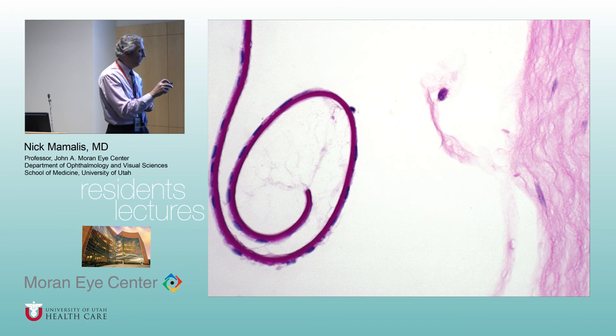There's a close-up. Here's elastic Descemet's curled up on itself. Look, those are endothelial cells. They're still intact in this dystrophy, in this keratoconus, if you want to call it a dystrophy.